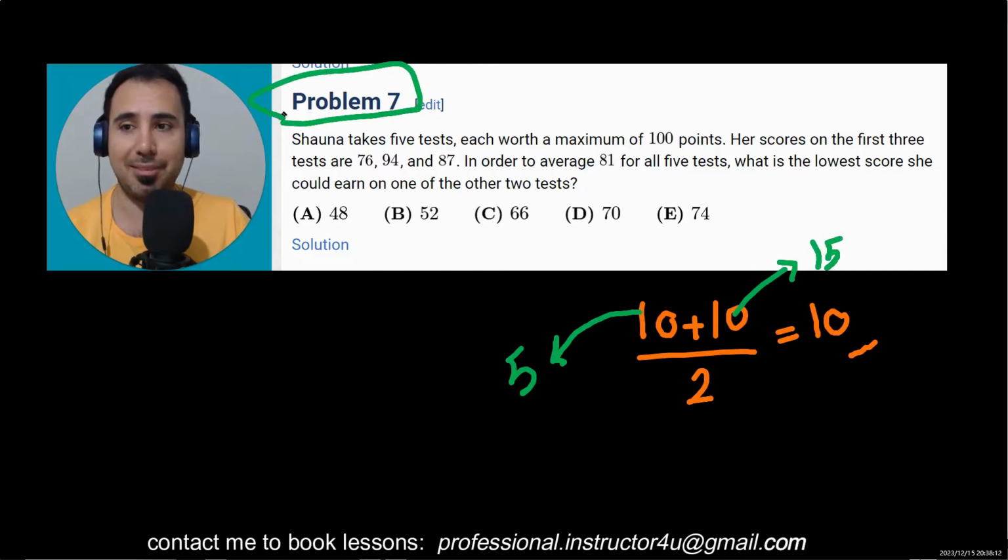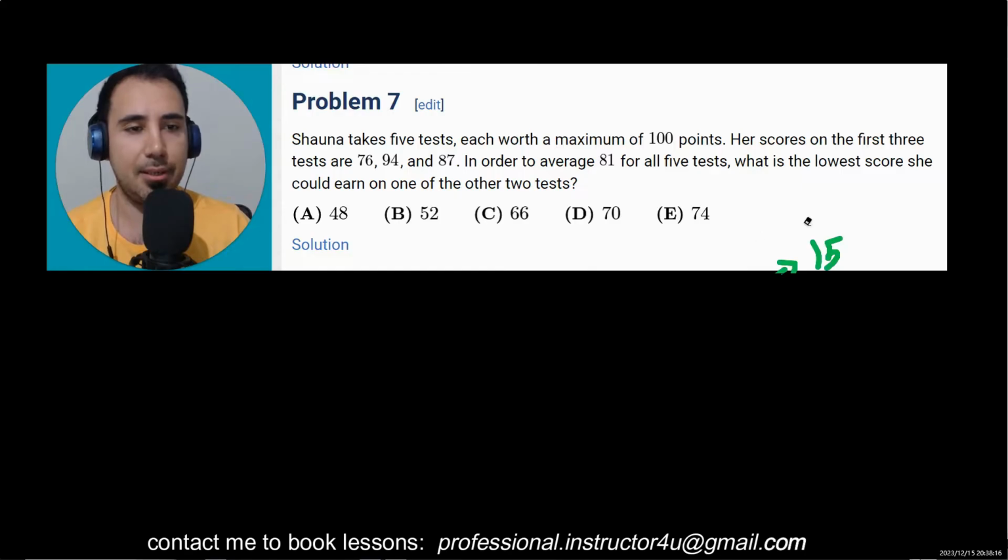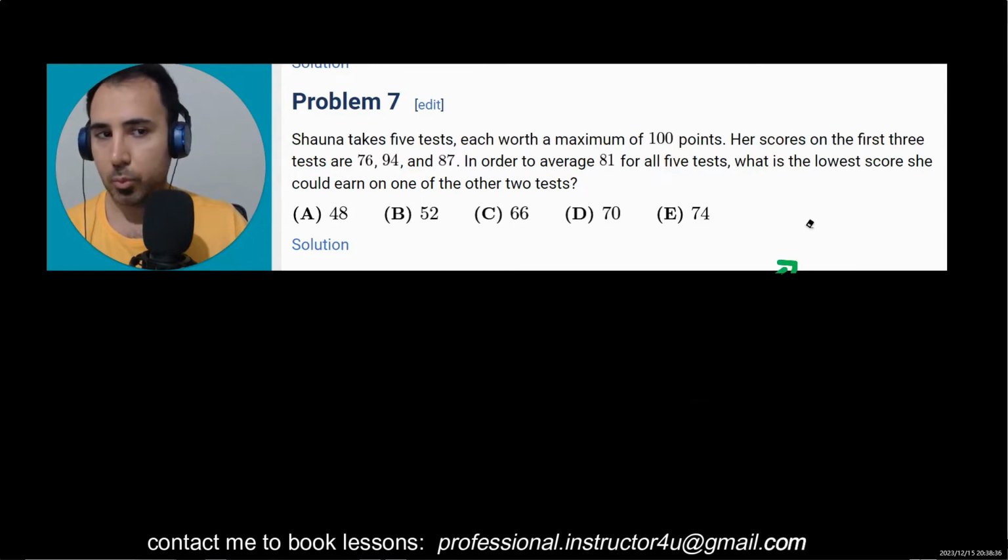So this idea is what makes problem 7. I wouldn't call it difficult because it's not really. So let's just read it. Shwana takes 5 tests, each worth a maximum of 100 points. Her scores on the first 3 tests are like that. In order to average 81 for all tests, what is the lowest score she could earn on one of the other 2 tests? Let's see here.